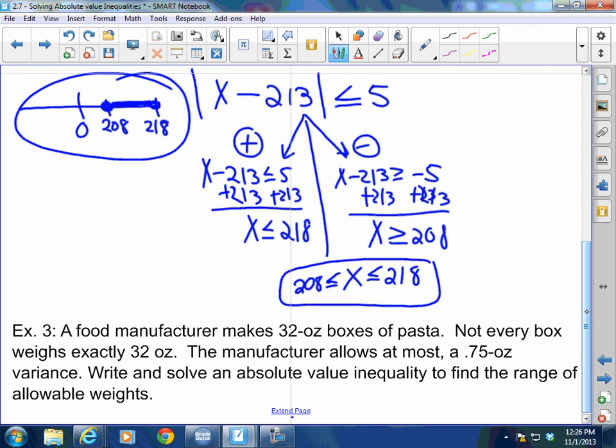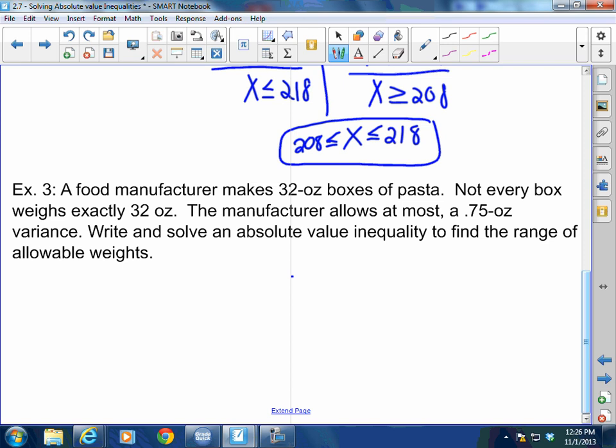A food manufacturer makes 32-ounce boxes of pasta. Not every box weighs exactly 32 ounces. The manufacturer allows at most a 0.75 ounce variance. Write and solve an absolute value inequality to find the range of allowable weights. Well, I have x minus desired. What's my desired weight here? 32 ounces. Less than or equal to, what's my variance? What's the change? 0.75, very good.